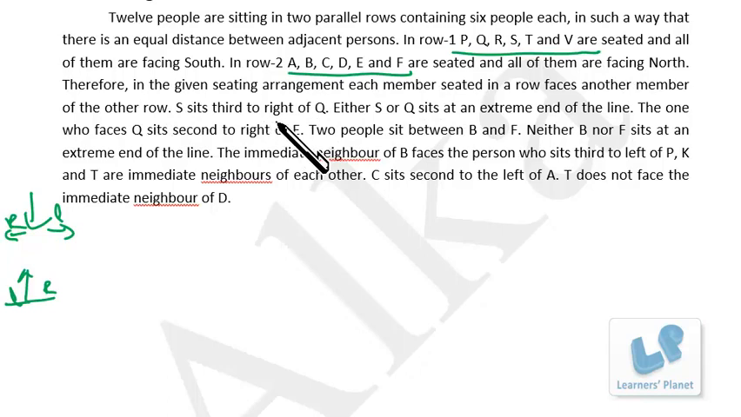Now S sits third to the right of Q. So since these people are facing south, S sits third to the right of Q. So Q, 1, 2 and 3. Okay, so right of Q, S is at the third position. Either S or Q sits at the extreme end of the line. The one who faces Q sits second to the right of E. So right of E, that means E has to be over here.